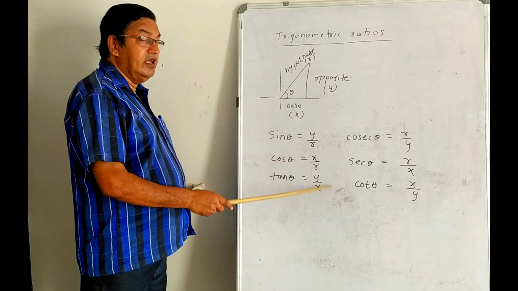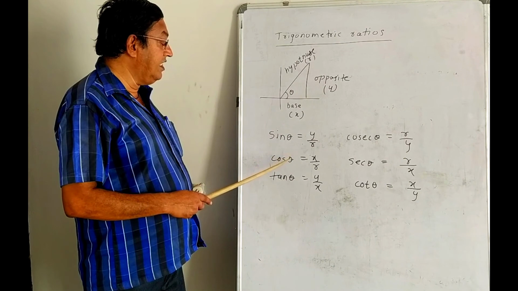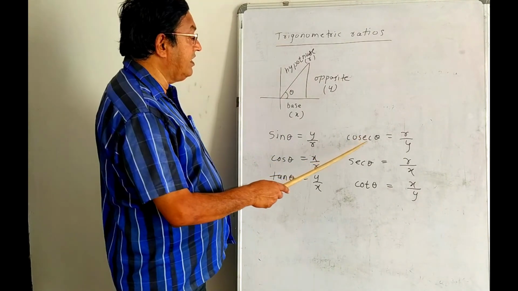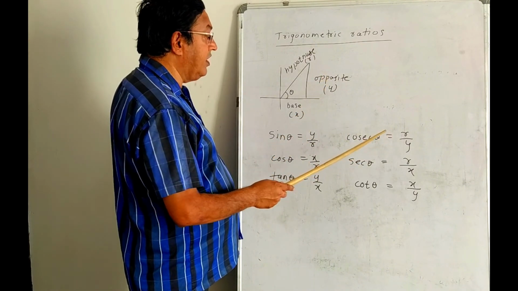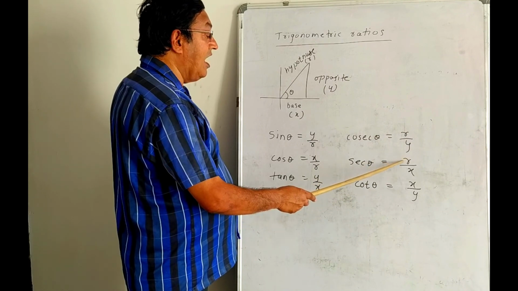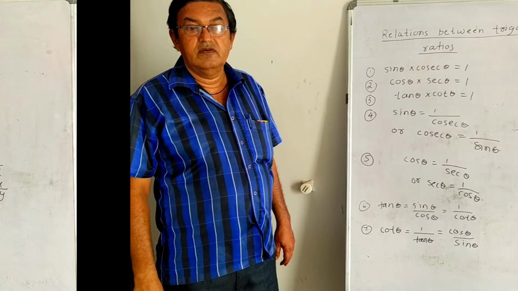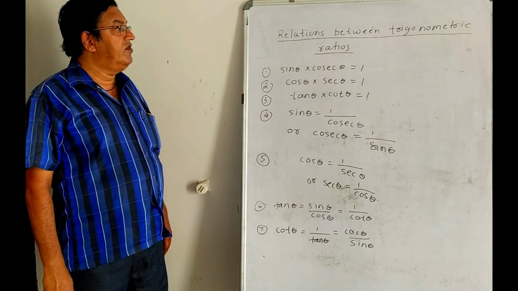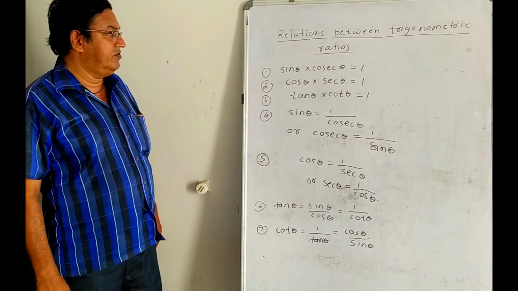The next 3 ratios are reciprocals of the first 3, that is sin theta, cos theta and tan theta. That is, cosec theta is r by y, and sec theta is r by x, and cot theta is x by y. Next we will see some of the relations between trigonometric ratios.